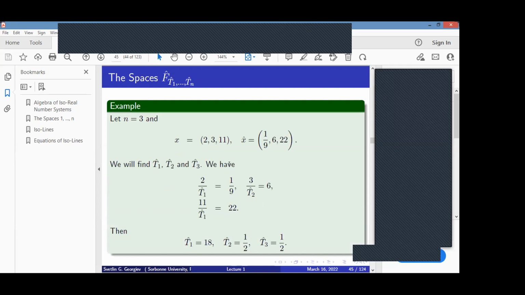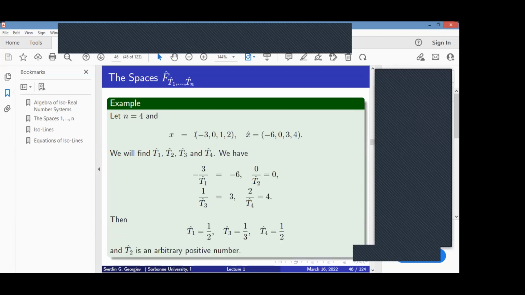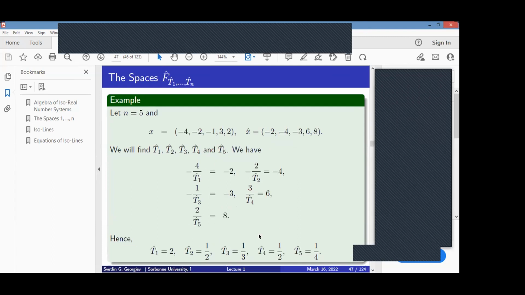Here is given an example, if we have a real point x and an iso point x, to find the corresponding isotopic element. If we get this real number to be this one and the iso real number to be this one, then we can find the corresponding isotopic element. In our case, the first one is equal to 18, the second one is 1/2, and the fourth one is equal to 1/2. Here is the next example, when we know the real point and the iso real point, to find the corresponding isotopic elements. And the fourth example is given. Again, we know the real point x and the iso real point hat x, to find the corresponding isotopic elements.